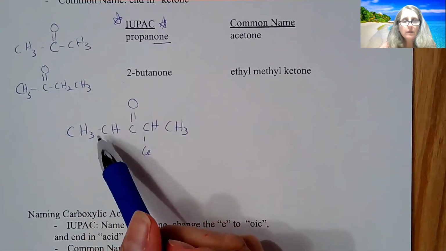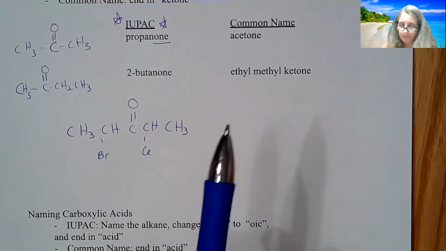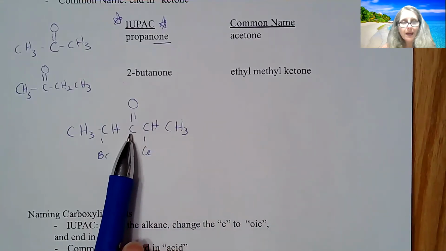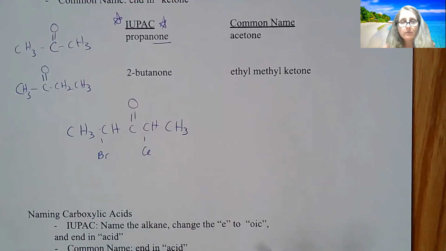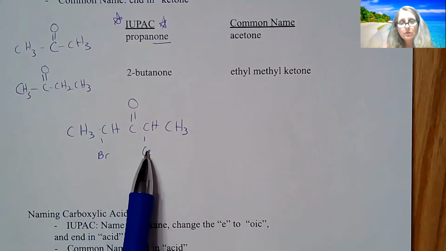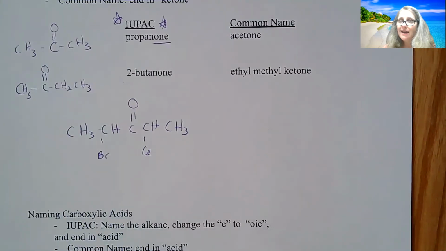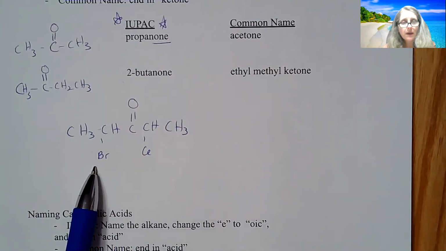So here I have 1, 2, 3, 4, 5 carbons in a row. And the functional group happens to be right smack dab in the middle. It's on the 3rd carbon, no matter if I start on the left or the right. So here's a bromo group and here's a chloro group. So if you have a tie, which one do you start with? Well, I start with the one that comes first alphabetically.